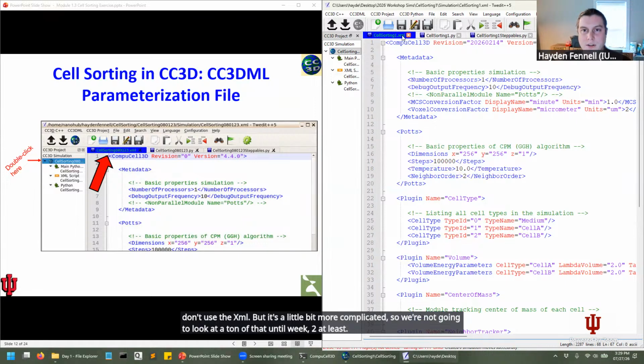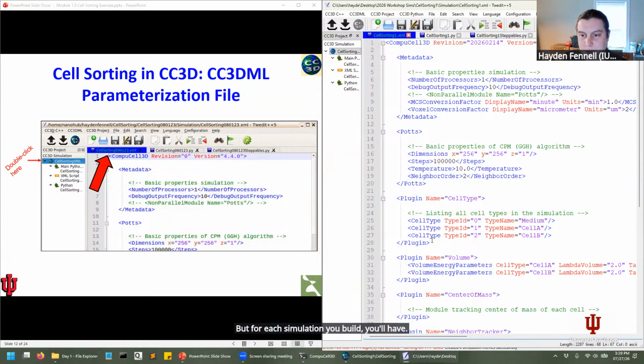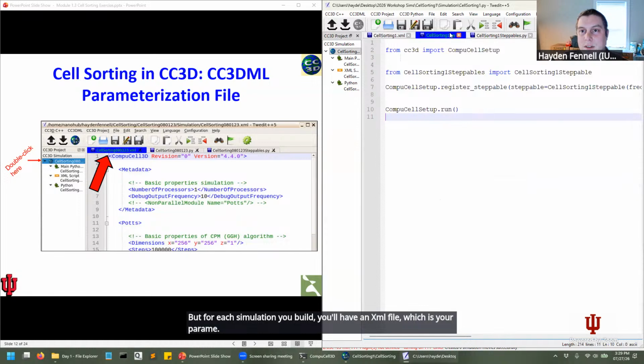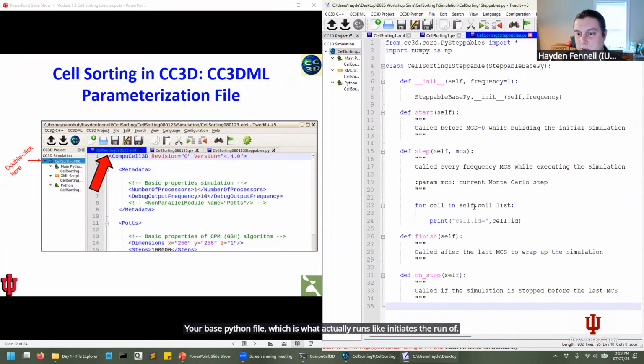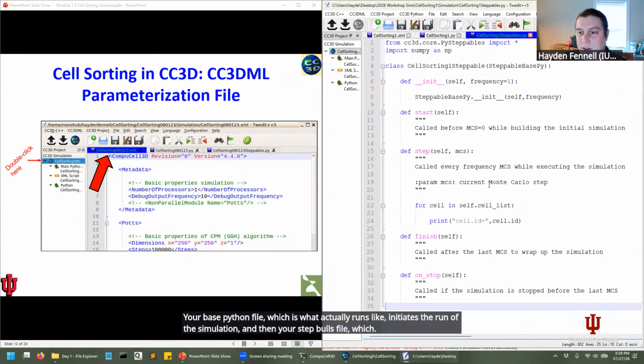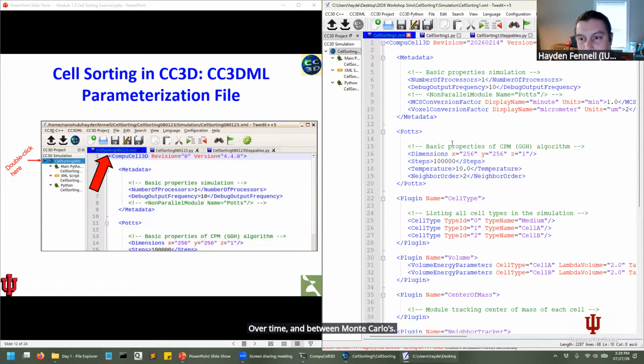But for each simulation you build, you'll have an XML file, which is your parameter specification file, your base Python file, which is what actually initiates the run of the simulation, and then your steppables file, which is what controls the changing of values over time and between Monte Carlo steps of the simulation. So we'll take a look at our XML, make sure you can find that.